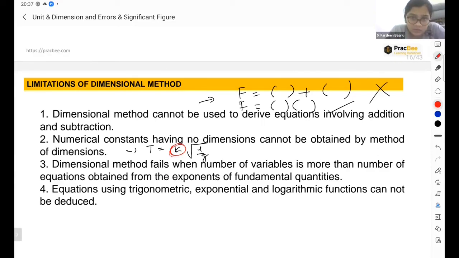The dimensional method fails when the number of variables is more than the number of equations. This is true for anything. If you have 3 equations and 3 variables, you can solve it. But if you have 4 variables and 3 equations, you cannot solve it.